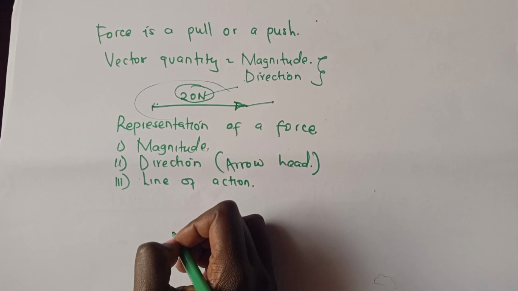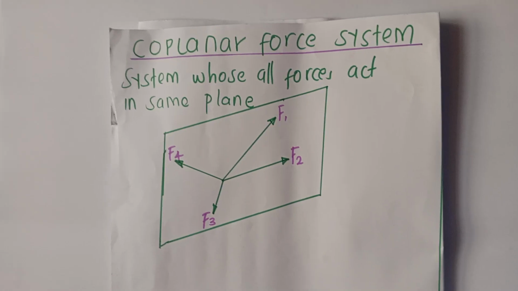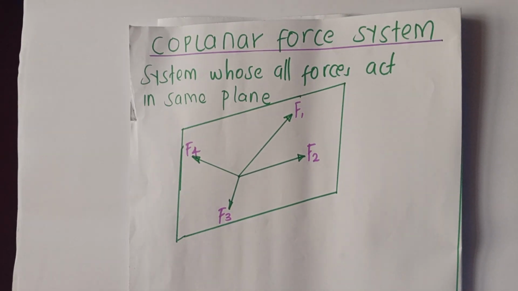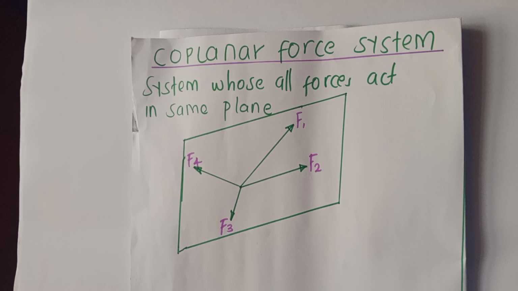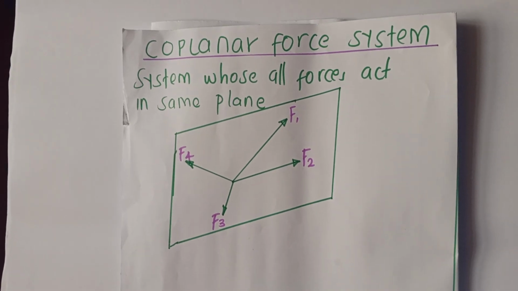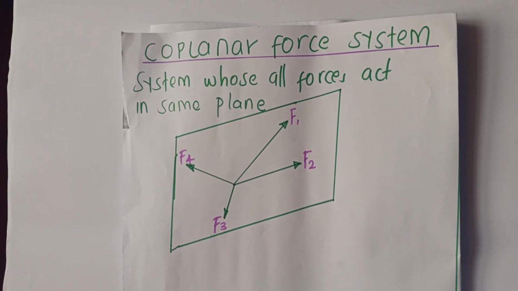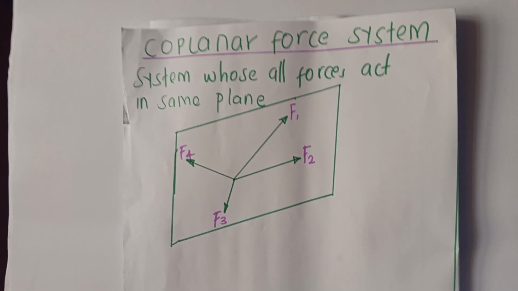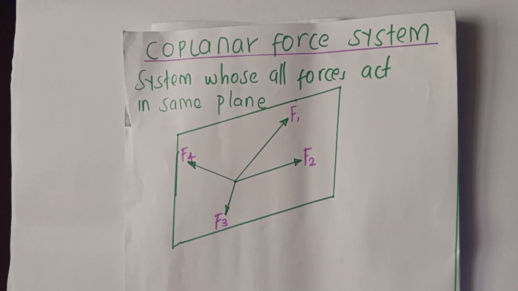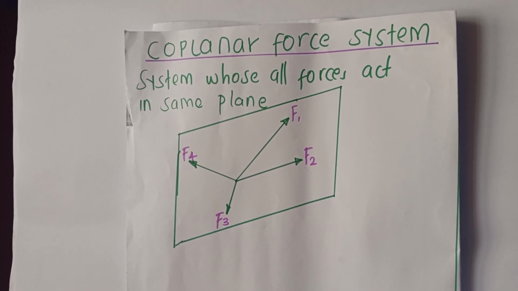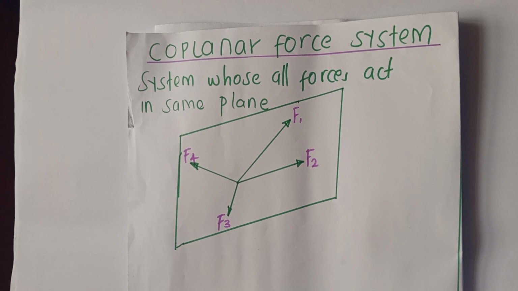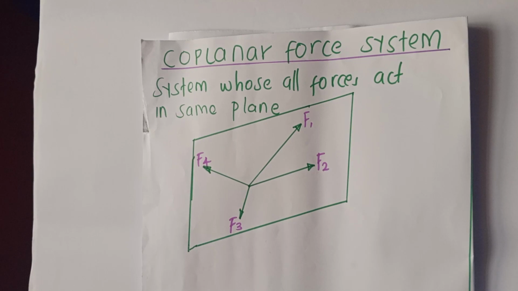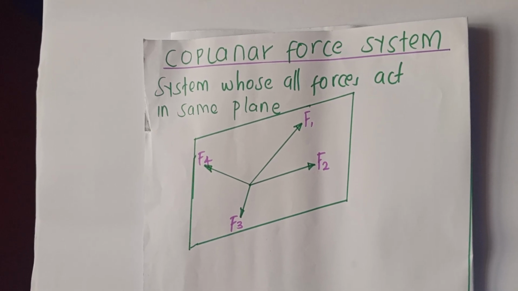Now let's go to force systems. A force system is simply a collection of a number of forces. So if you have more than 2 or 3 or 4 forces, we term them a force system. Now we have 7 types of force systems that I'm going to discuss in detail, but the list is not exhaustive though.